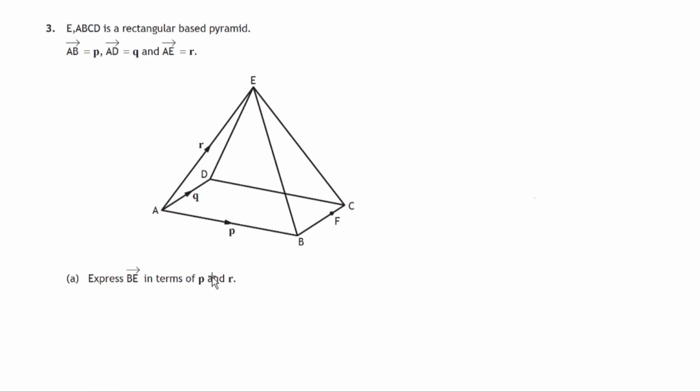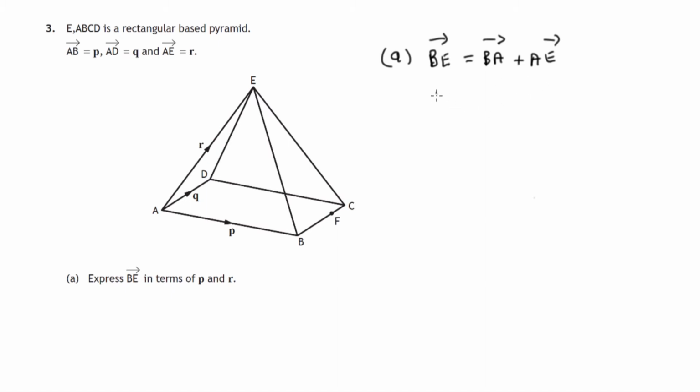And we have to express BE in terms of P and R. So let's tackle that question. Travelling from B to E, and we have to do it in terms of P and R. So we'll not go the direct route, we'll go the scenic route, we'll go via A. So let's go B to A first of all, followed by A to E, and then we can see what that represents.